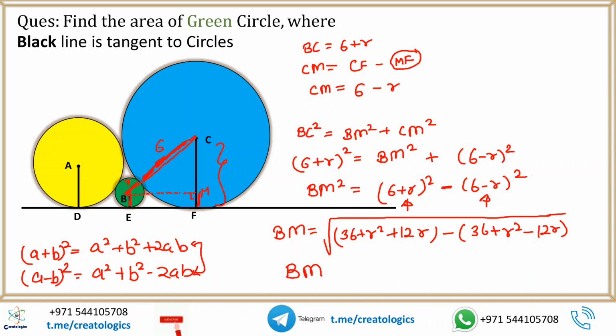Simplify it, we get Bm comes out as equal to 36, and r squared will get cancelled. You are left with 24r. So what is the value of this Bm unit? This length Bm is nothing but root 24r. And we know that Bm is also the same as Ef, right? So this is also root 24r. So from this we have got our Ef length.